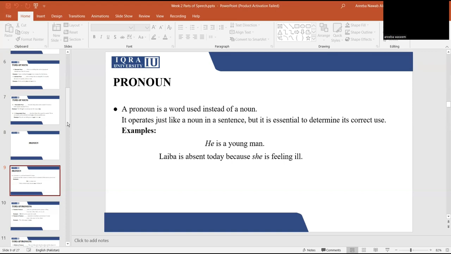He is a young man could simply be Arham is a young man. But we did not want to repeat our noun, so we wrote he is a young man. Laiba is absent today because Laiba is feeling ill seems a bit unusual. It seems like we are talking in third person. So we use a pronoun instead of using Laiba again: Laiba is absent today because she is feeling ill.